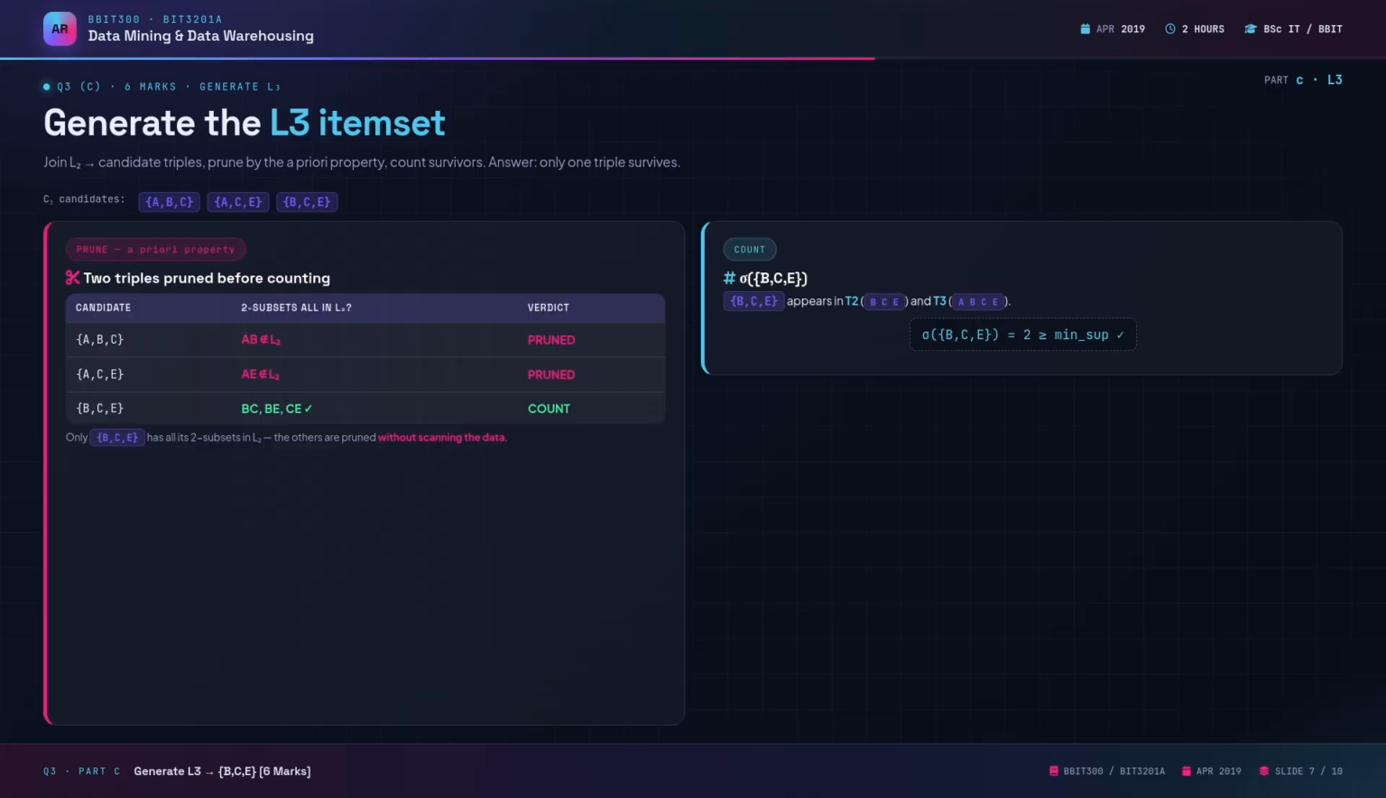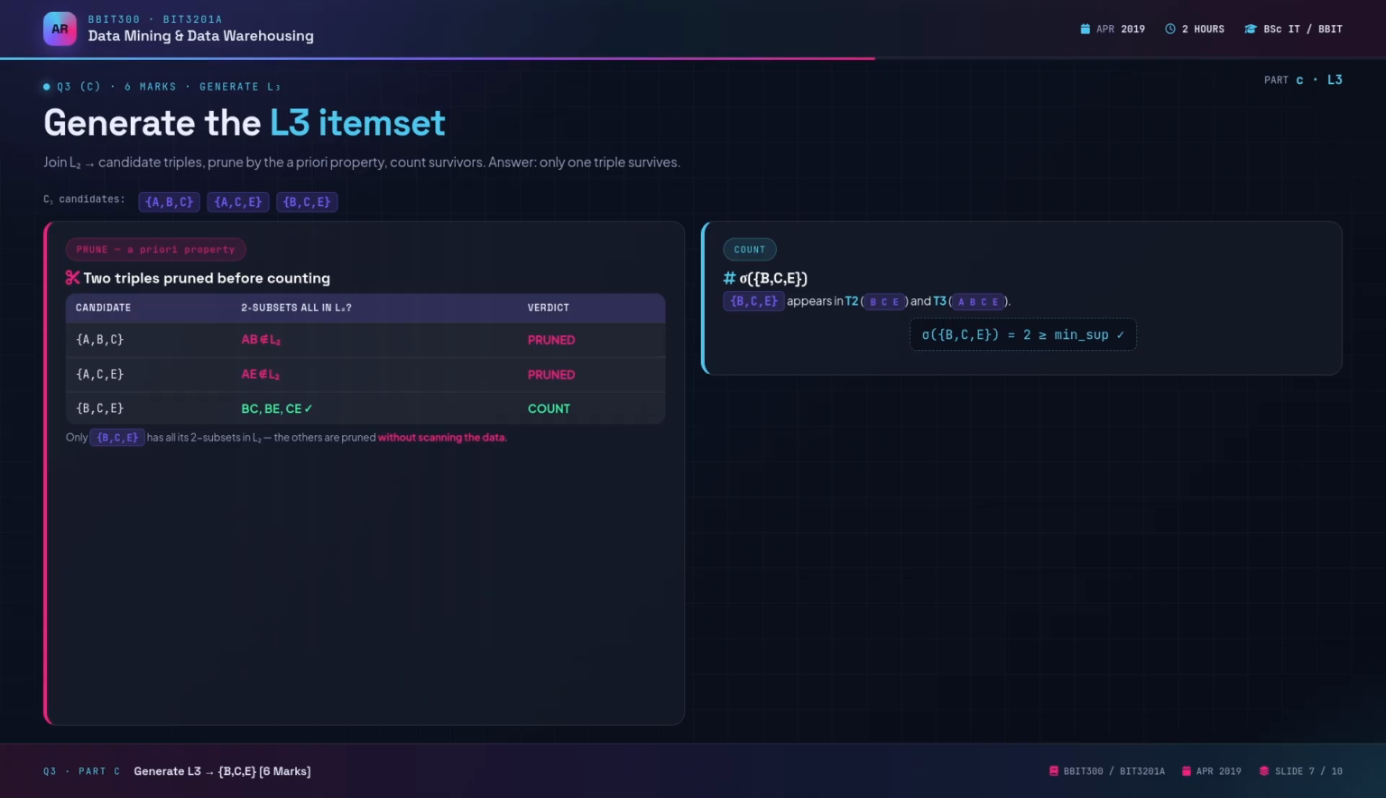BCE appears in transaction 2 and transaction 3, giving it support of 2, which meets the minimum. So the answer to part C, the L3 item set, is the single frequent 3-item set BCE with support count of 2. That is your final answer. L3 equals the set containing BCE.